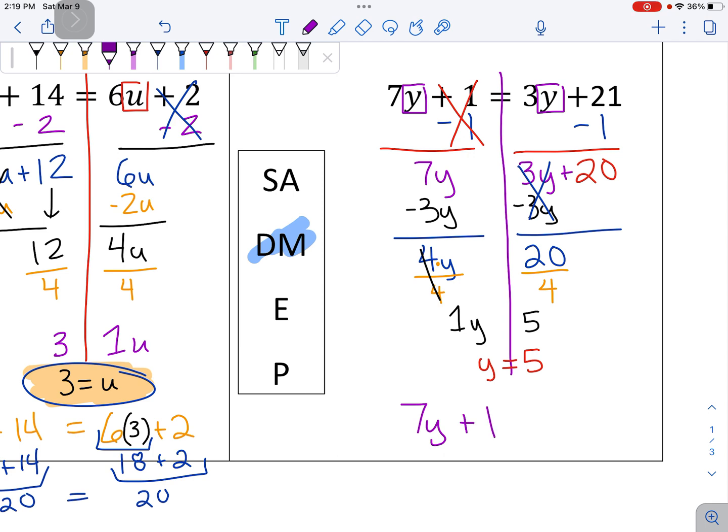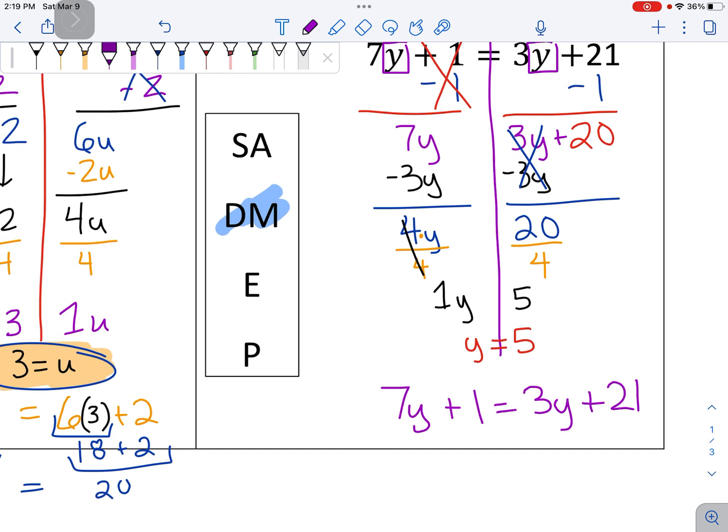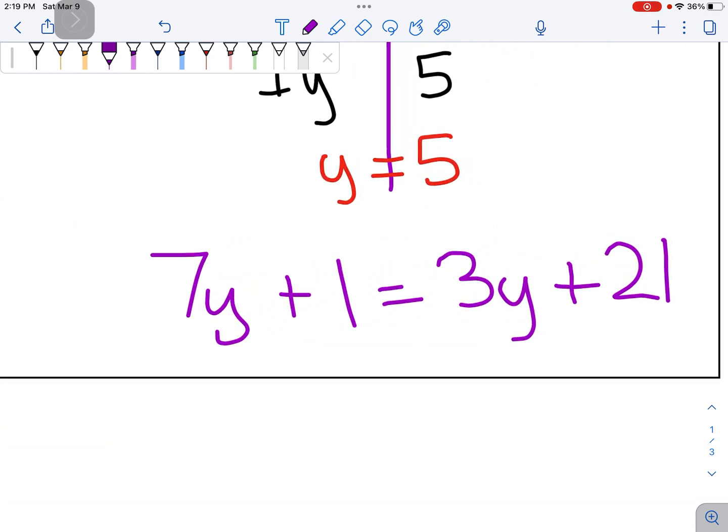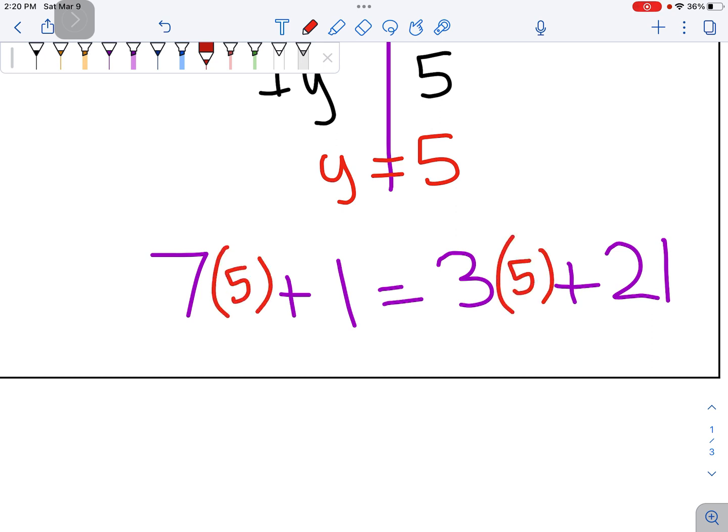7y plus 1 equals 3y plus 21. We said y equals 5, so we'll replace those with 5s. So it doesn't look like 75 and it doesn't look like 35, use parentheses. 7 times 5 is 35 plus 1, which is 36.